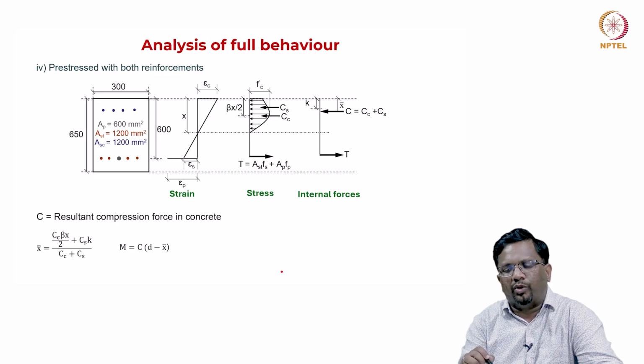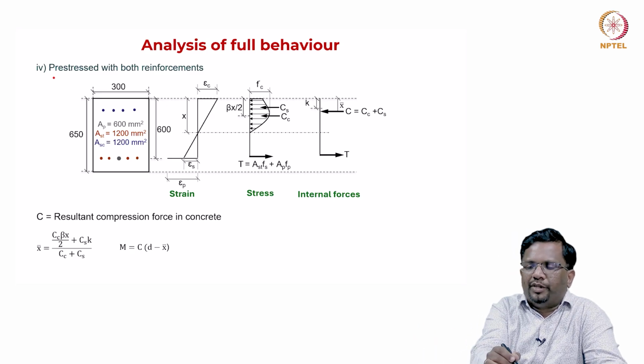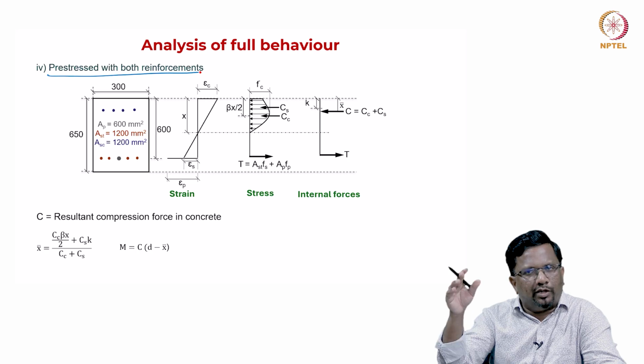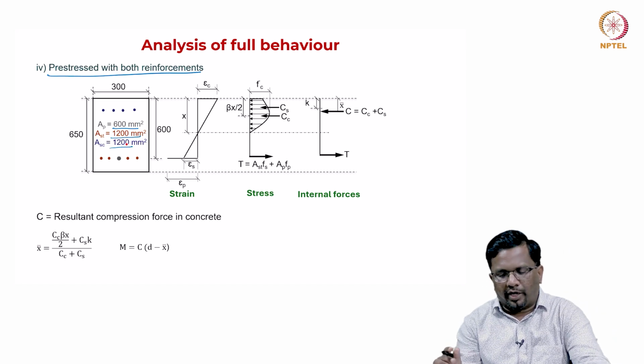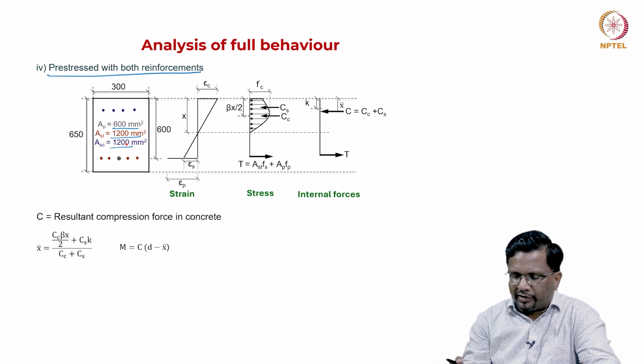Now, let us look at the fourth case, pre-stressed with both reinforcement. That means I have both compression steel as well as tension steel in addition to AP of 600 mm square. Now, tension steel is 1200, compression steel is 1200, right. Again we go through the same process, everything else remains the same.